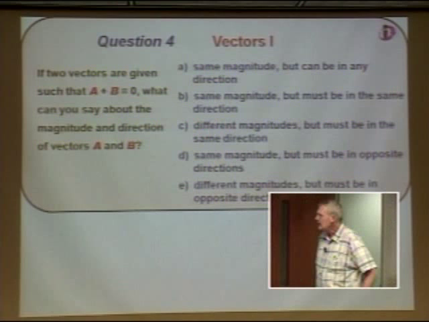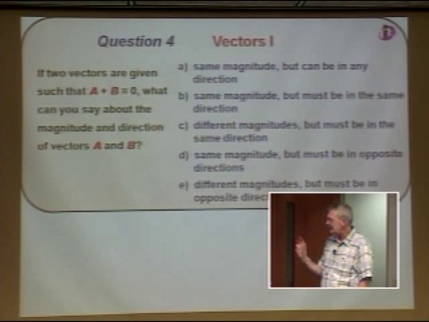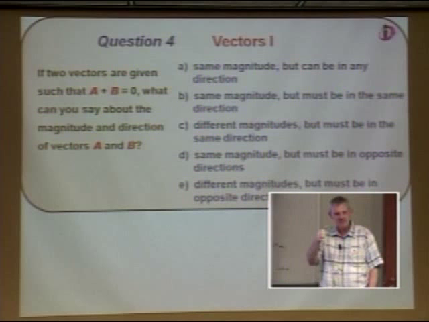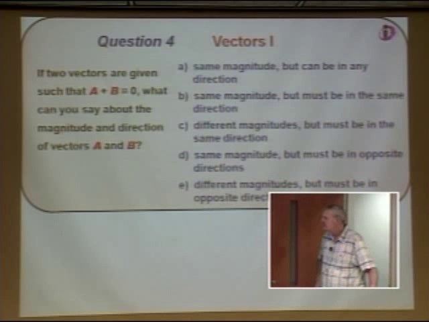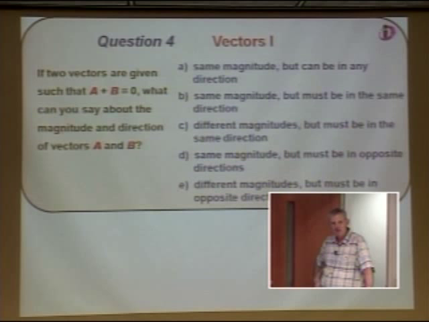If two vectors are given such that A plus B equals 0, what can you say about the magnitude? Remember, vectors have magnitude and direction. What can you say about vectors A and B? So think about what you just saw. That horror flick you just saw with the vector addition there. Just kind of think about this.